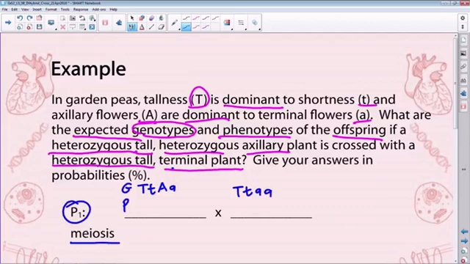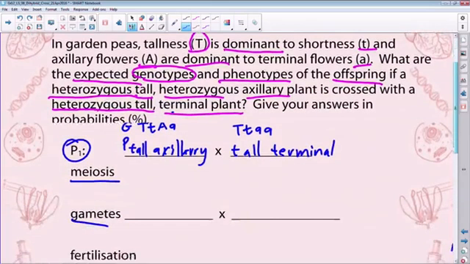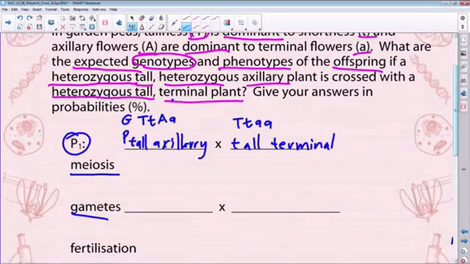And of course, the phenotype, all I have to write there is a tall axillary flower and a tall terminal flower. That's all I have to put there for the phenotypes. Right, so we've done the basics. Now comes the difficult part. We need to go through meiosis and find the gametes.